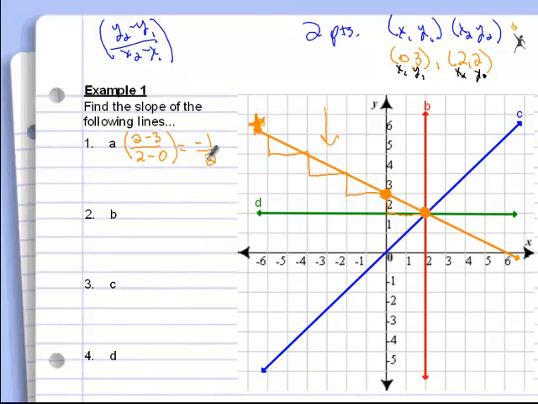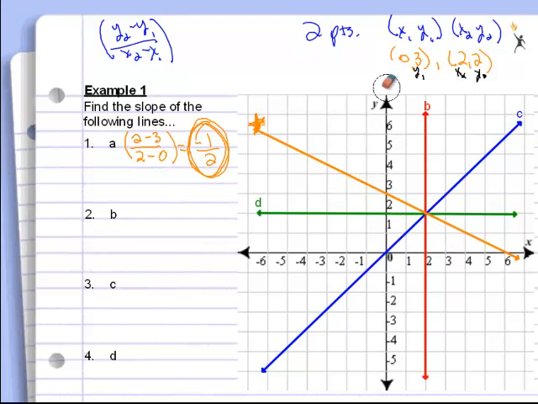Notice how my x is still positive, so I'm still going to the right, I'm not going to the left. If I went down and to the left, well, that would end up being a positive slope. Only one of your numbers can be negative, and you'll notice that negative 1/2 is a reduced fraction. So in essence, I'm done. I found the slope of line A.